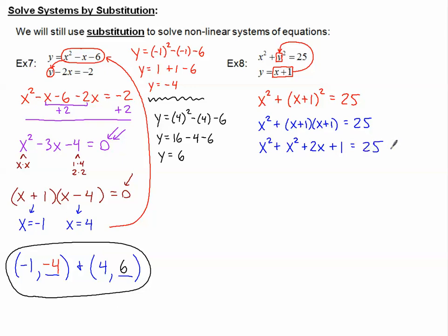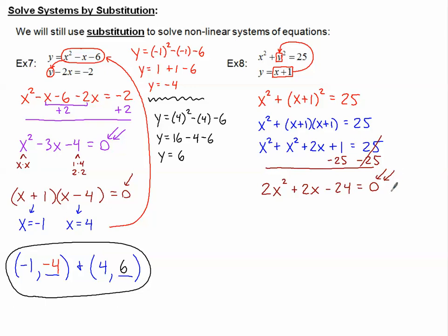I now still know that this is quadratic because I see x squareds. So I'm going to set this equal to 0, like all quadratics should be set equal to 0 before I start solving. And let's get my like terms together. I have 2x squareds. I've got my 2x's, and this is negative 24. All equal to 0, and that's what I wanted.